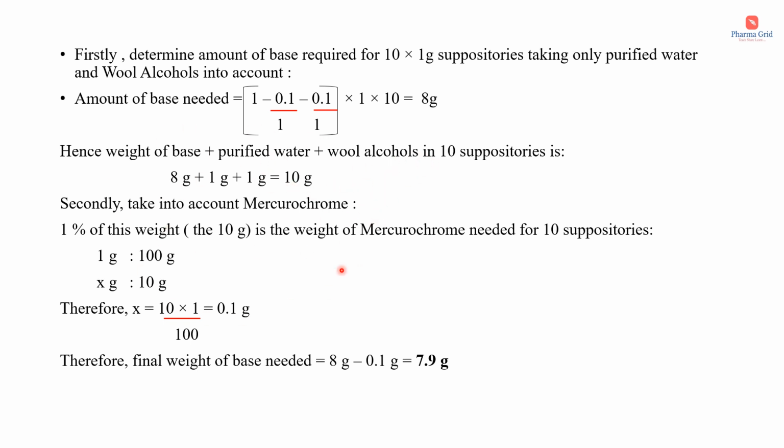In the question they asked us to find the weight of the base needed. So the weight of the base will be 8 gram minus 0.1 gram. 8 gram is the weight of the base calculated using the displacement value method, and 0.1 gram is the weight of the mercurochrome needed. So we get the final weight as 7.9 gram.